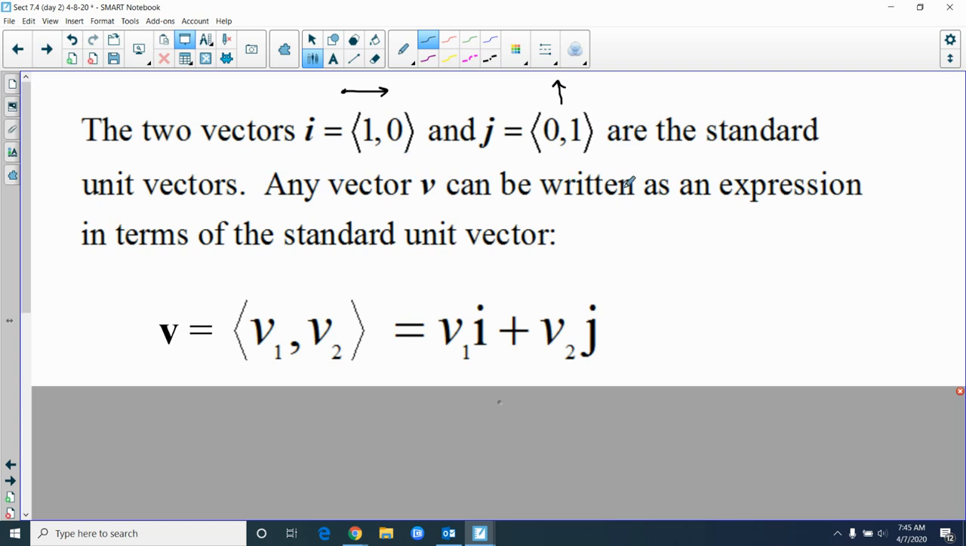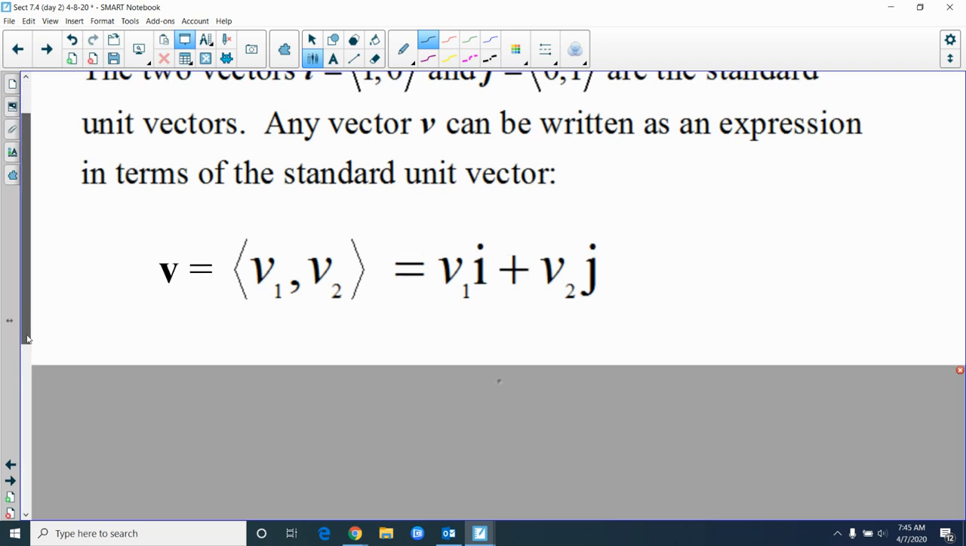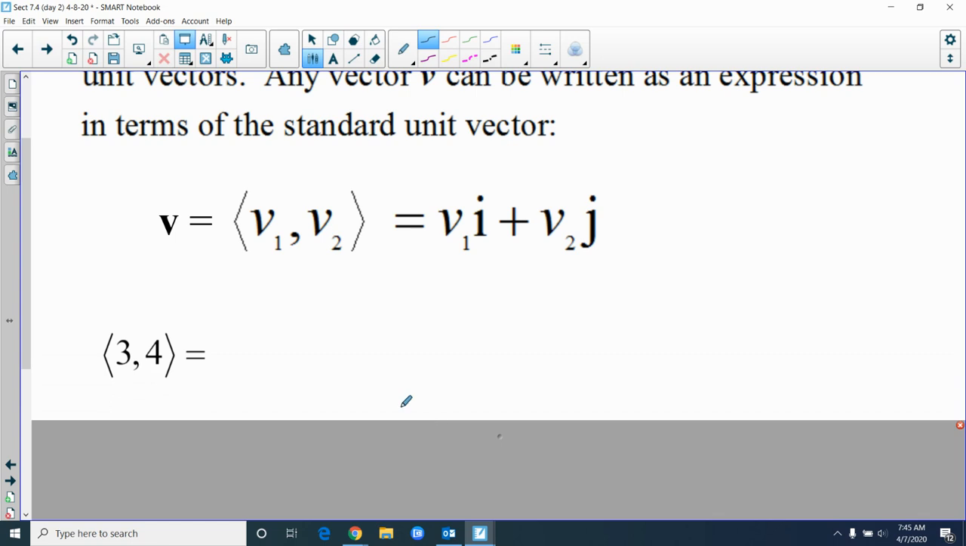Any vector v can be written as an expression in terms of the standard unit vectors. Basically, you take your horizontal length times i, and your vertical length times j. That's how we're going to write this. So the ij method: the vector ⟨3, 4⟩ I'm going to rewrite as 3i plus 4j. Those are equivalent.